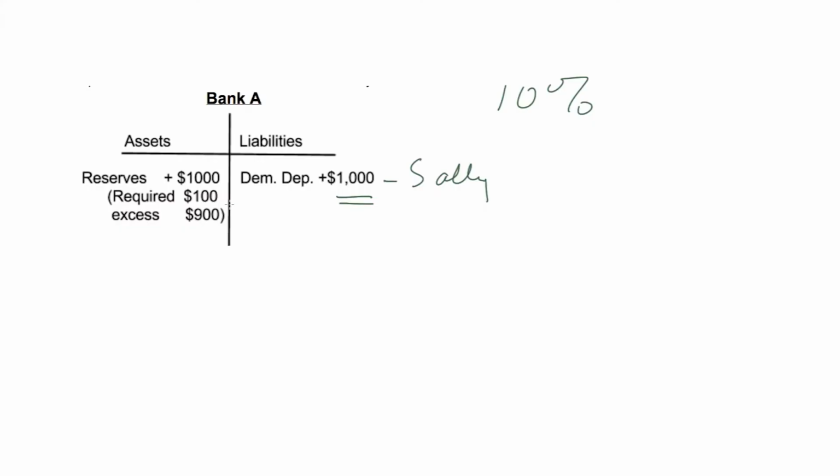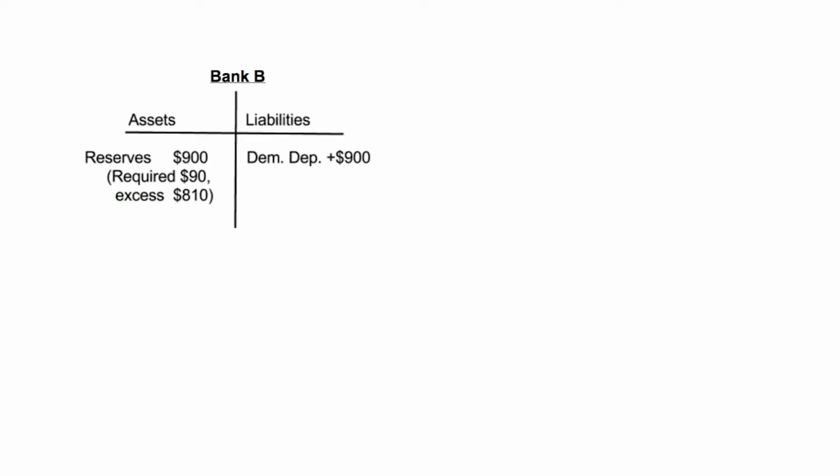Before he goes to Art's, he will receive a demand deposit of $900 because that represents the loan, and now the excess will become a loan for $900. Once that money is spent at Art's, Art will take either the check or he will have his account at Bank B credited in his demand deposits for $900.